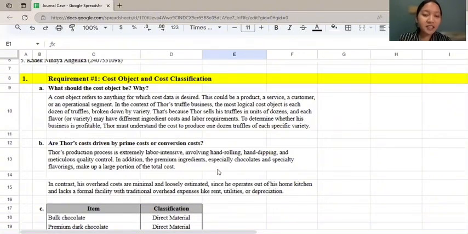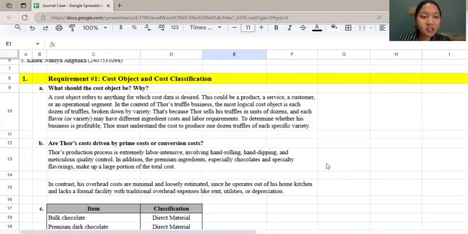a variety. That's because Thor sells his travels in units of dozens, and each flavor or variety may have different ingredient costs and labor requirements. To determine whether his business is profitable, Thor must understand the cost to produce 1 dozen travels for each specific variety.